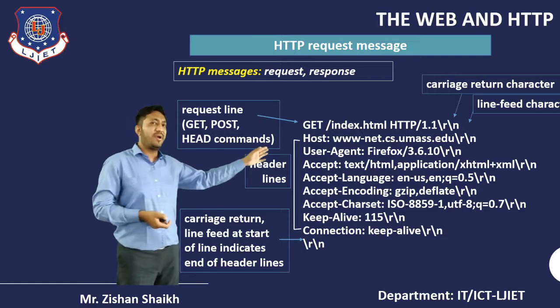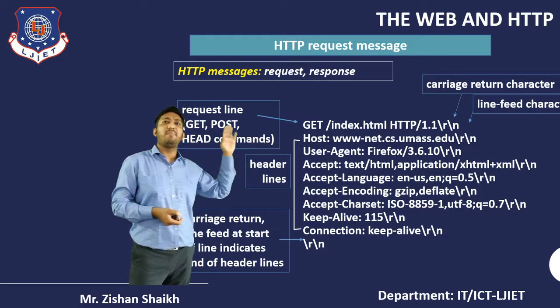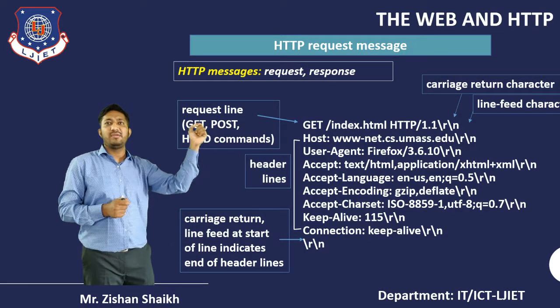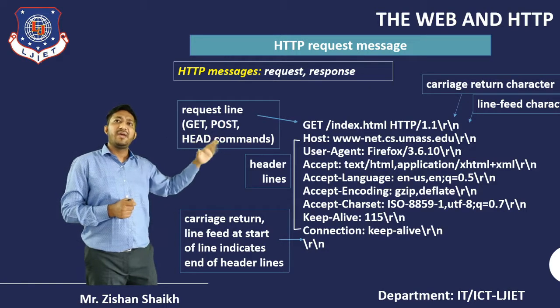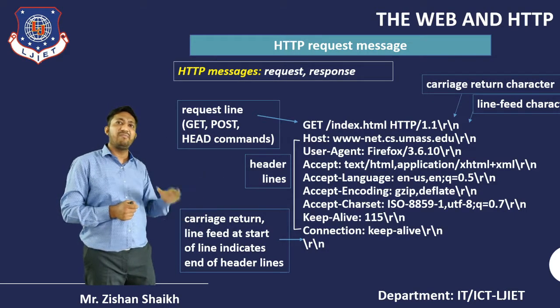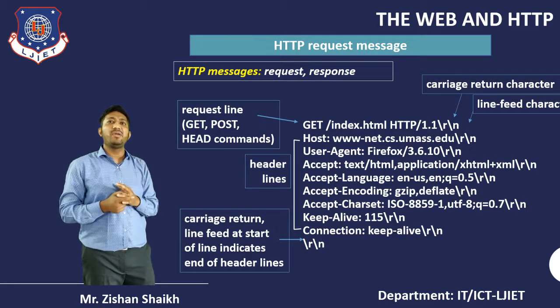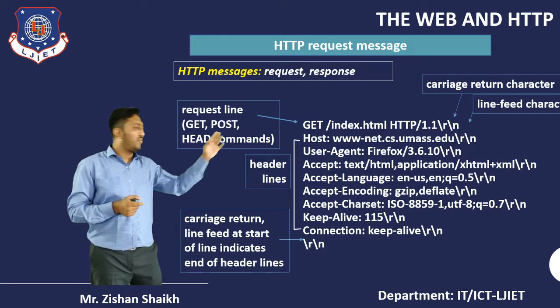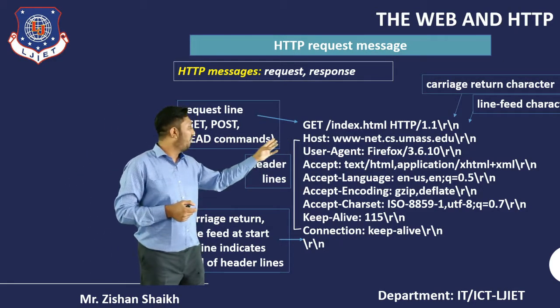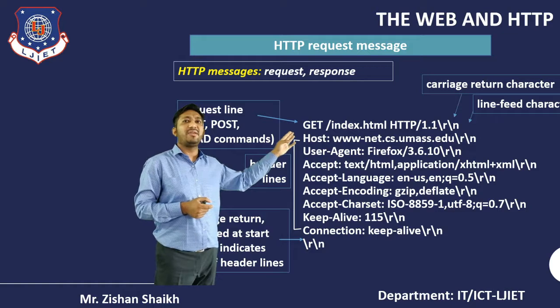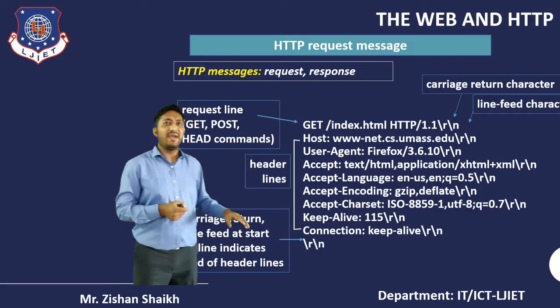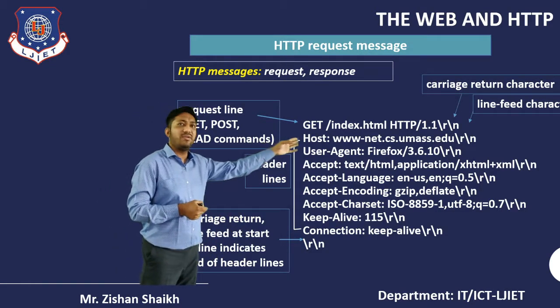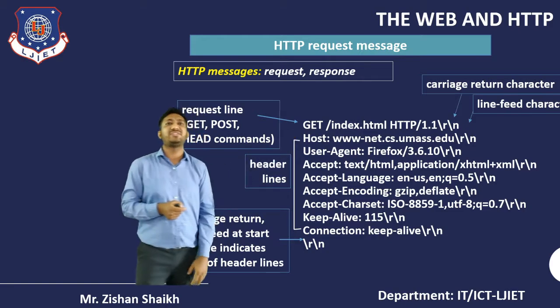So that is the first part here, GET. A request message has three parts: the request line, the header lines, and our data. The request line tells which method type is used. The method type is GET. Then after the slash we see index.html.